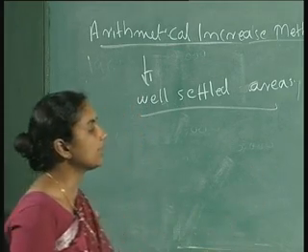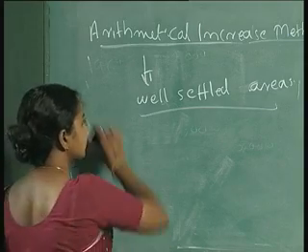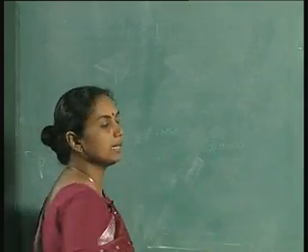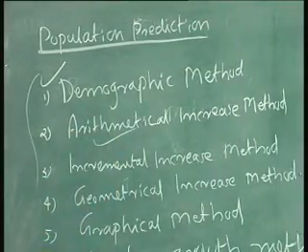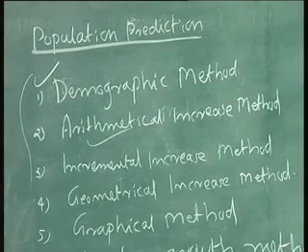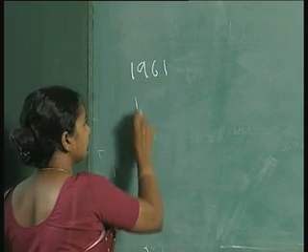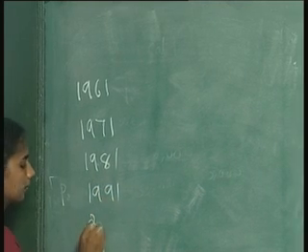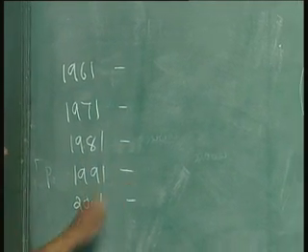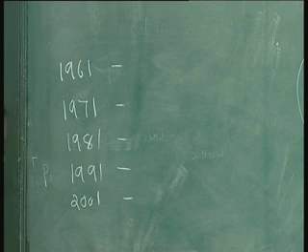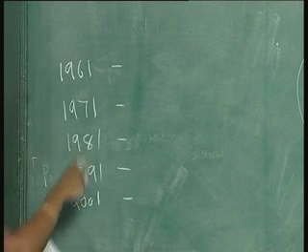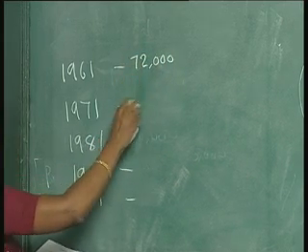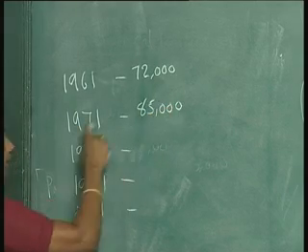Now we will see the incremental increase method, the third method. This incremental increase method is a modification of the arithmetical increase method. In the incremental increase method, we have the same information: 1961, 71, 81, 91, 2001. I will give somewhat more realistic data, then it will be easy to make out. The population of 1961 is something like 72,000. Then you will have a population of 85,000 at 71.